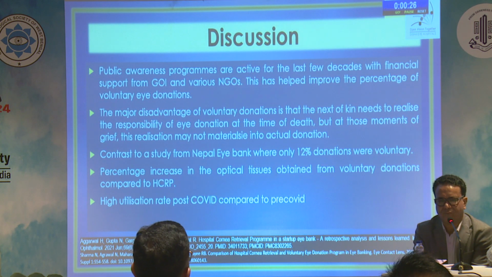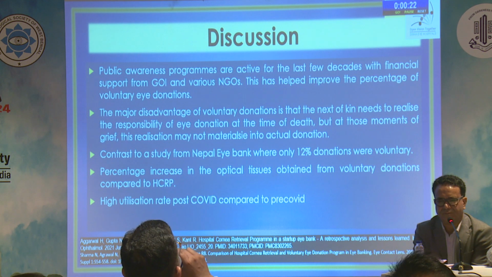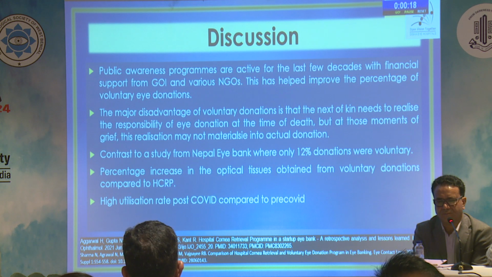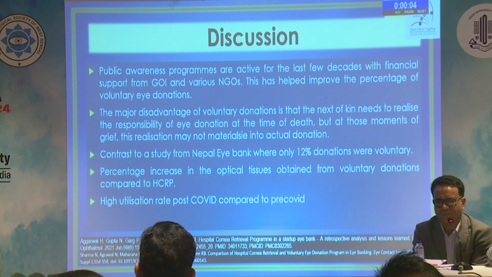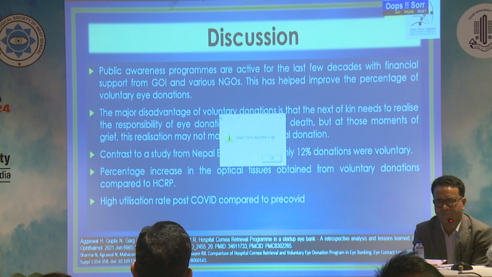Public awareness programs have been active for the last few decades with financial support from various NGOs, which has helped improve the percentage of voluntary eye donations. The major disadvantage is that the next of kin needs to realize the responsibility of eye donation, and the motivation is a drawback, because of which most of the studies reported from other parts, like Nepal Eye Bank and Delhi, have seen only very few voluntary donations, from 12 to 20%.